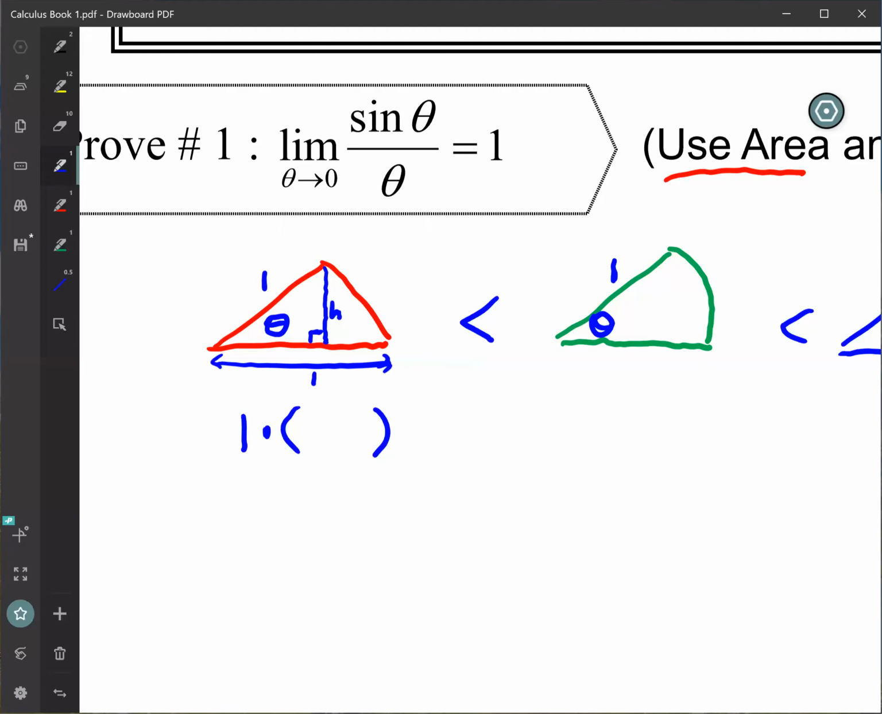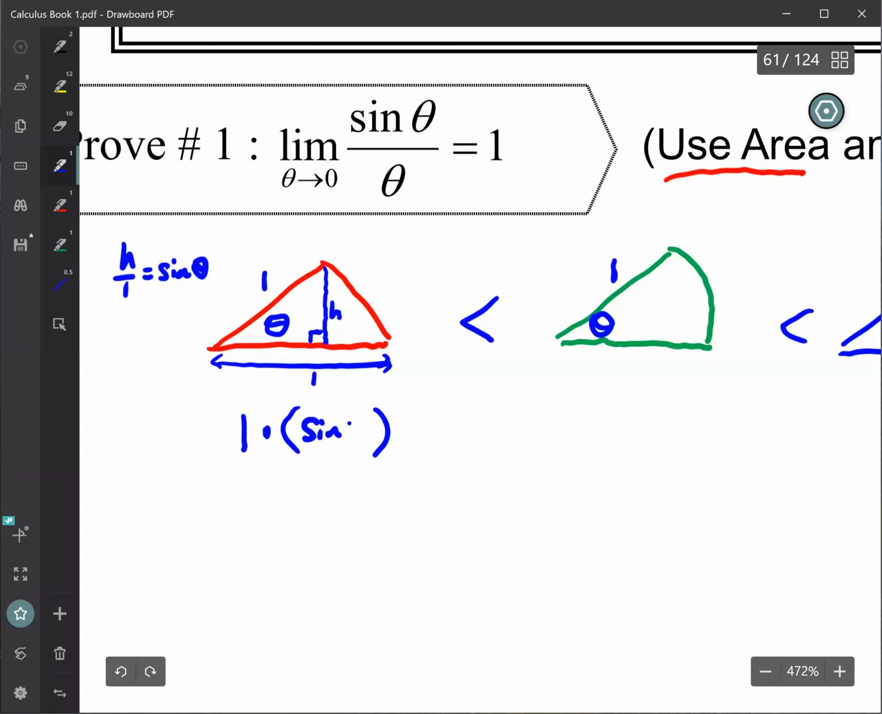Don't think too much, right? Just think about SOHCAHTOA. Isn't it just opposite over hypotenuse? Yeah, that's it. Okay, what's the opposite? H. And hypotenuse? 1. So it's just h over 1, and which ratio is that? Sine theta, right? So height is just sine theta, that's all. Base times height divided by 2. So that represents the area of the red triangle.